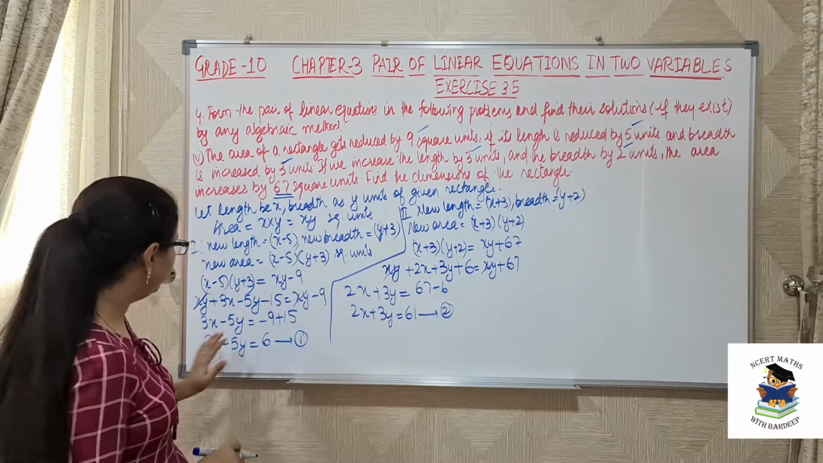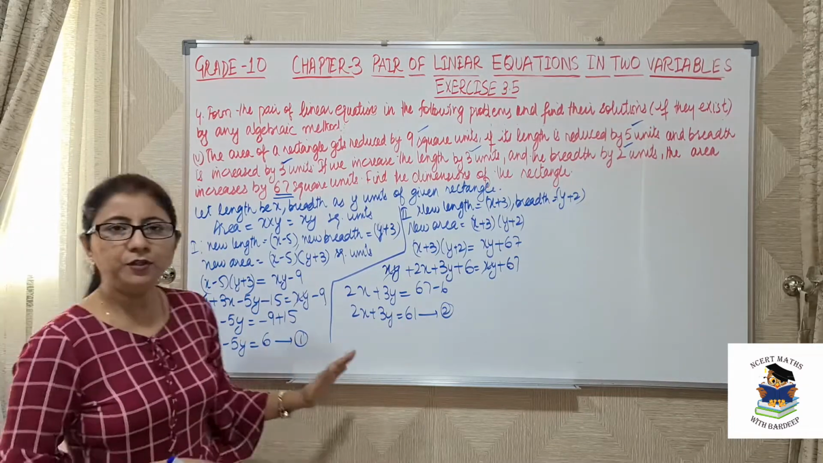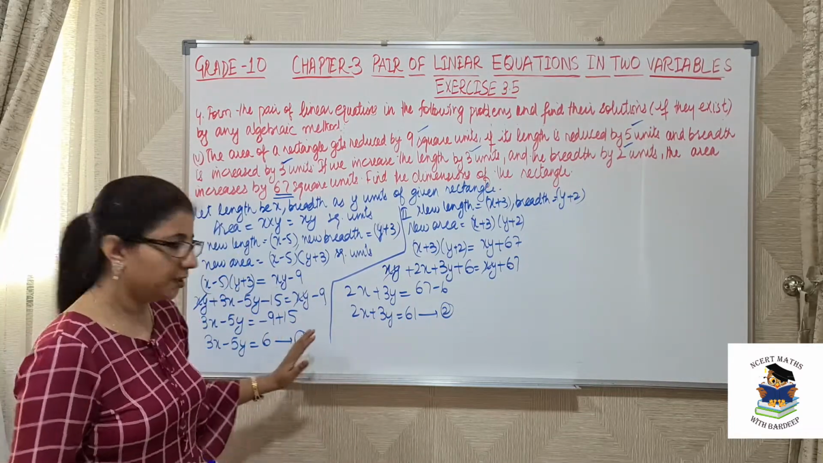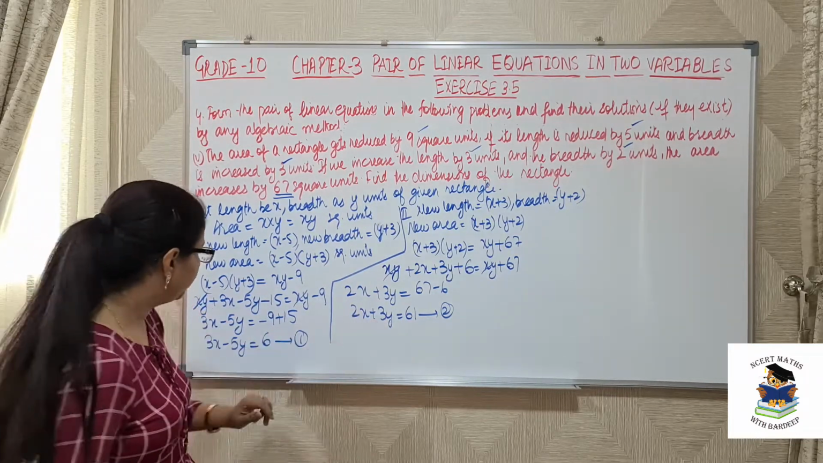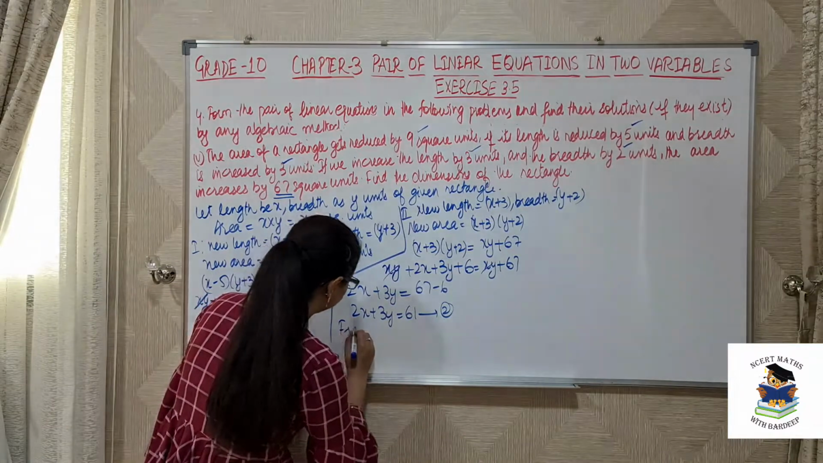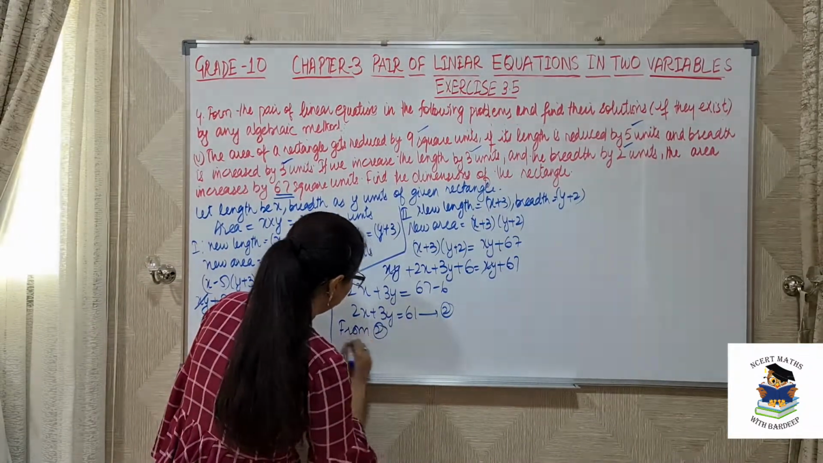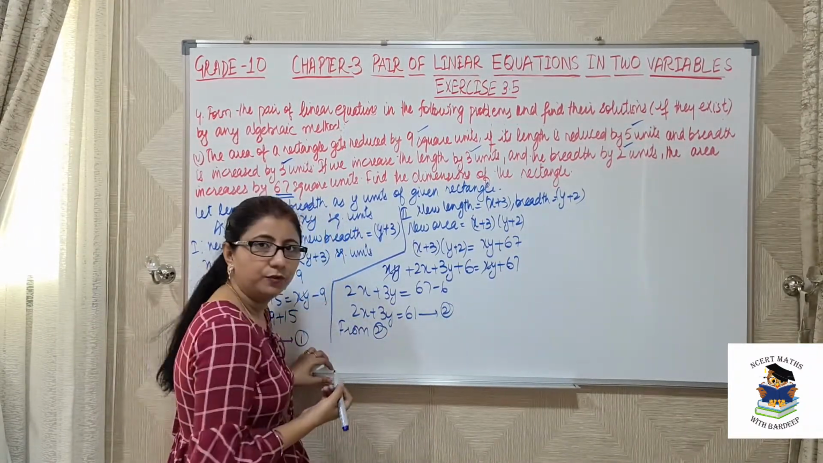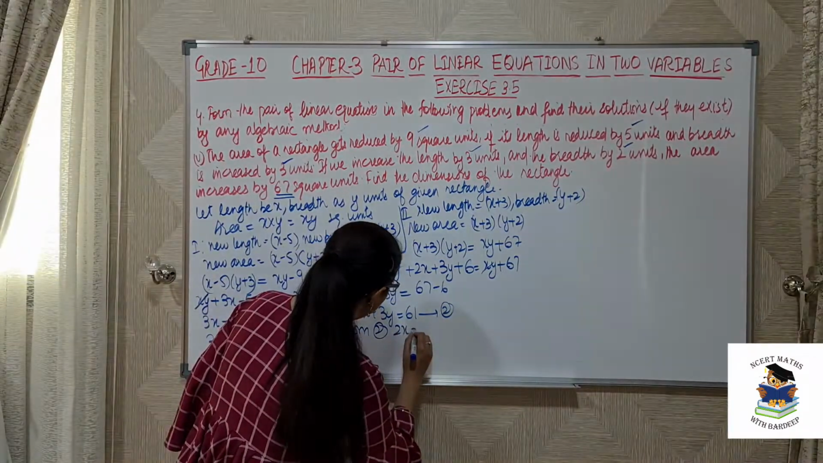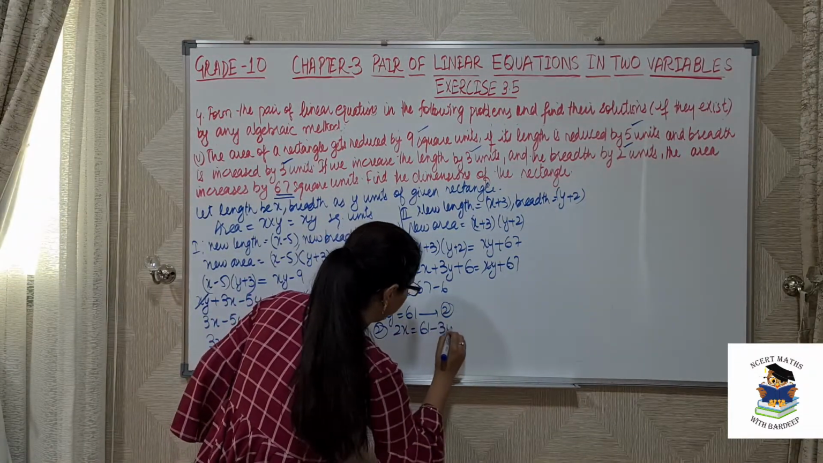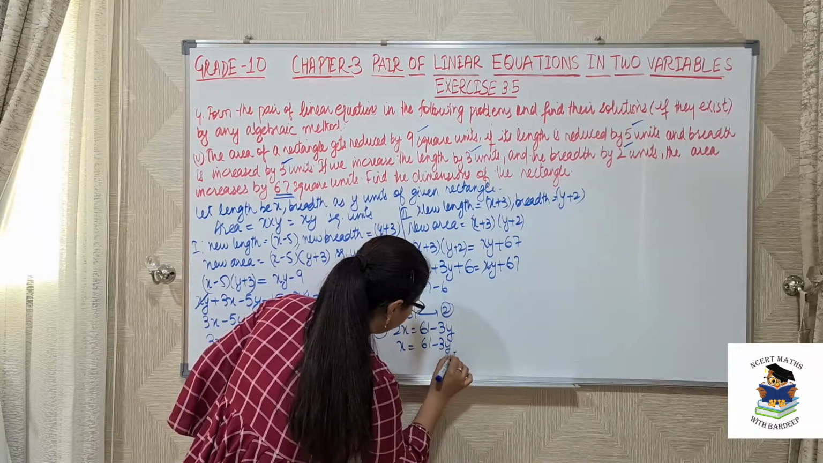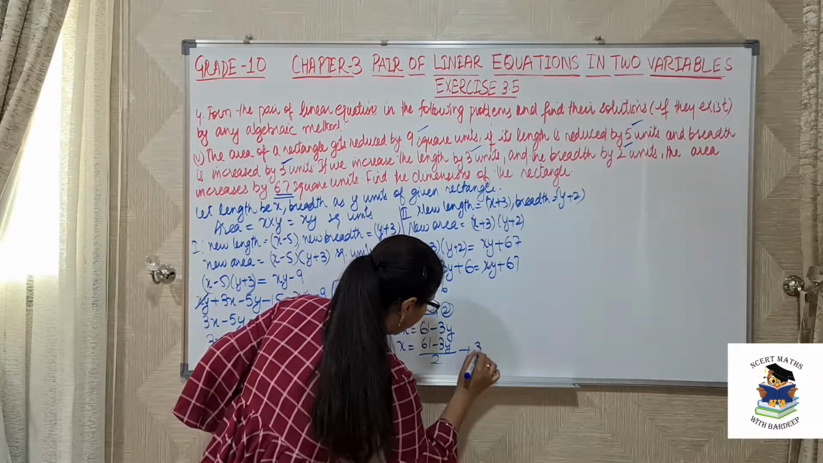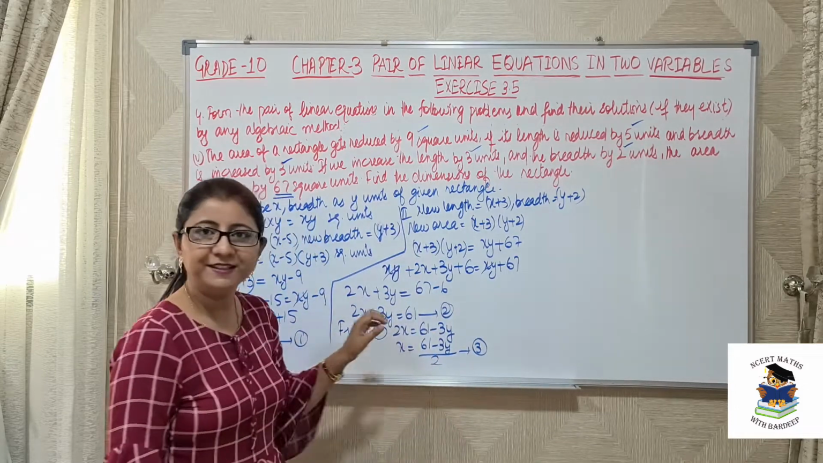Now let's solve these. How to solve? You are free to use any method. So let's use substitution method. So this is smaller coefficients. I will use this. From 2, let us take the value of x. So 2x is equal to 61 minus 3y. And what is x? 61 minus 3y over 2. So let this be equation number 3.